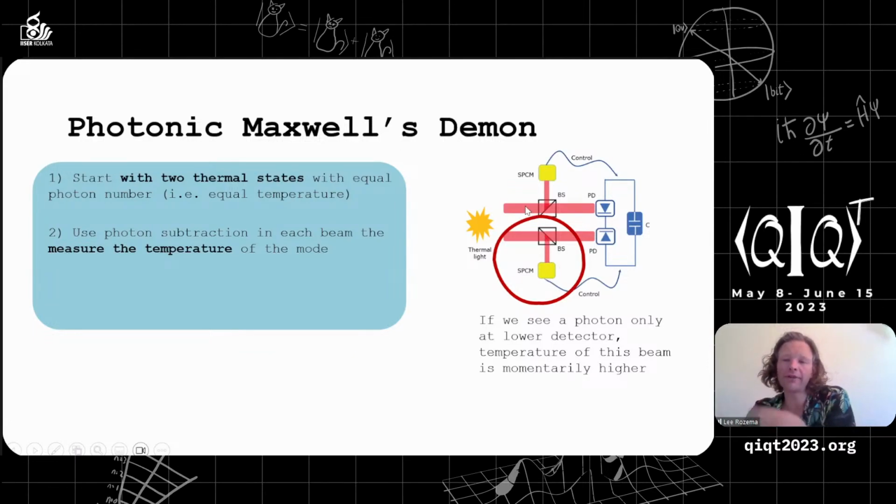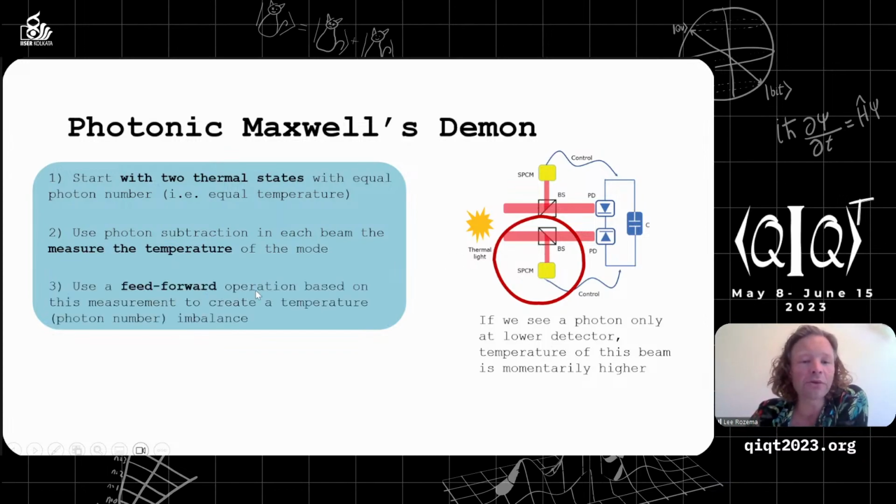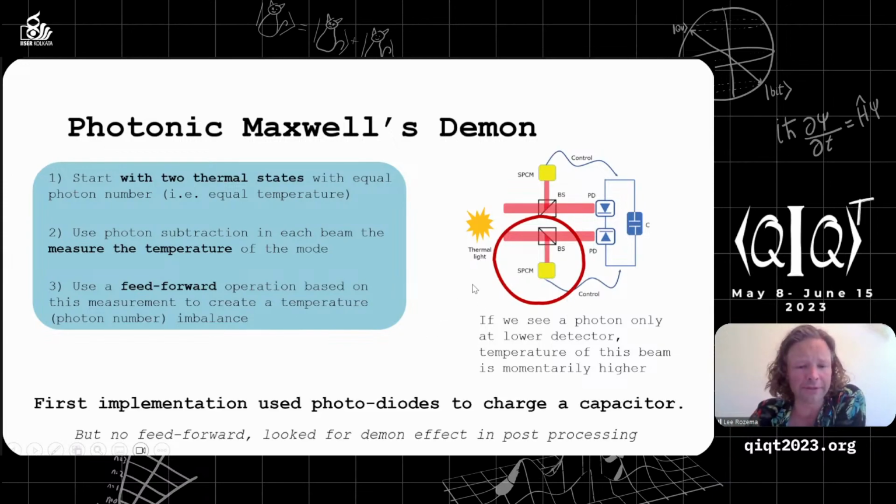Now, although the temperature of each of these thermal states is equal, when I say this, it's of course equal on average. The thermal state of light has an indefinite photon number. So, shot by shot or instantaneously, the photon number is going to fluctuate in each of these beams. Now, if say the daemon sees a photon hit this detector, he's quite sure that the temperature of this thermal state is instantaneously higher than the temperature of this thermal state. And now he's going to use feed forward based on this information in order to create this photon number imbalance.